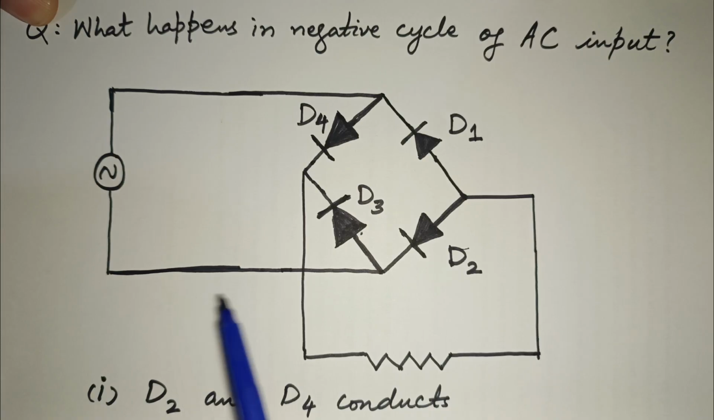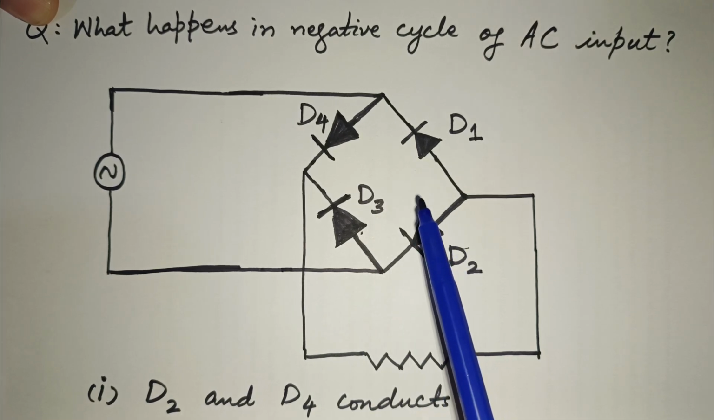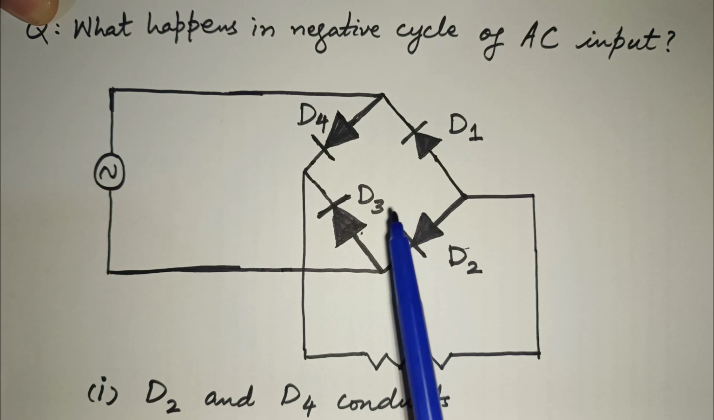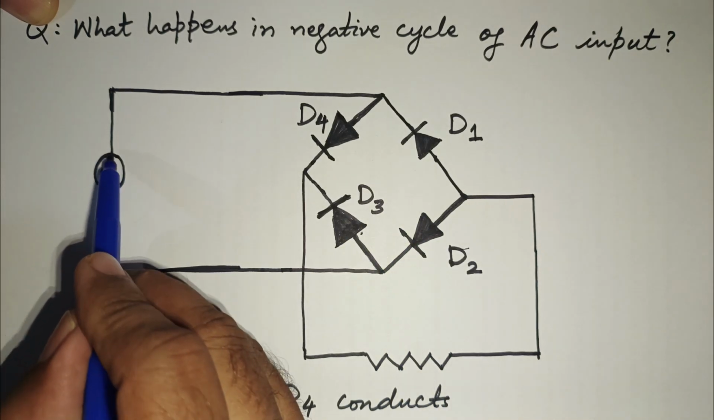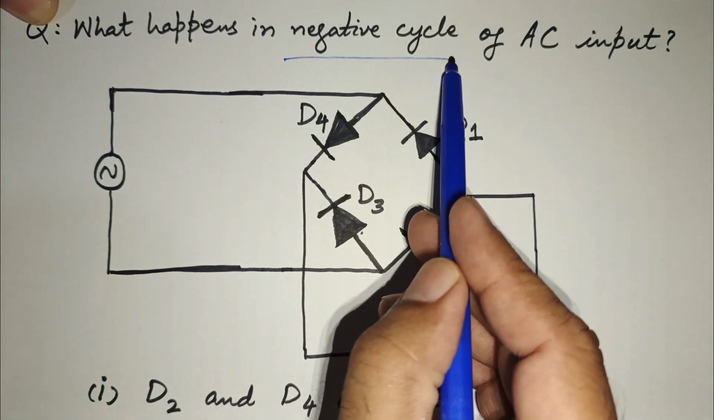You can see there is a circuit in front of you, and you are familiar with this circuit. This is Wheatstone bridge circuit, which consists of 4 semiconductor diodes D1, D2, D3, D4. Now, when the current starts moving from this direction, the question is in the negative cycle.